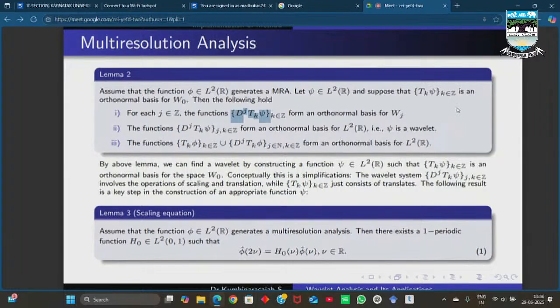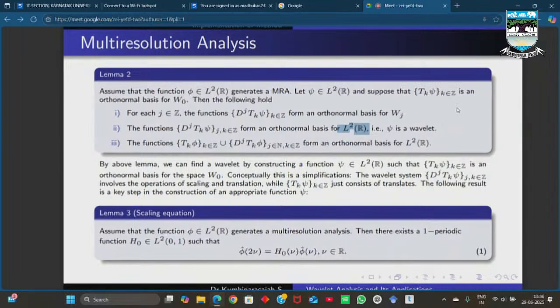And the functions dj Tk psi, where j and k belong to Z, form an orthonormal basis for the entire Hilbert space L2 of R. So by the definition of a wavelet, psi will become a wavelet. That means from V0 we have created W0. If I know the W0 orthonormal basis, easily I can find an orthonormal basis for any Wj. Now take the union of the orthonormal bases of Wj; that is nothing but an orthonormal basis of your Hilbert space.